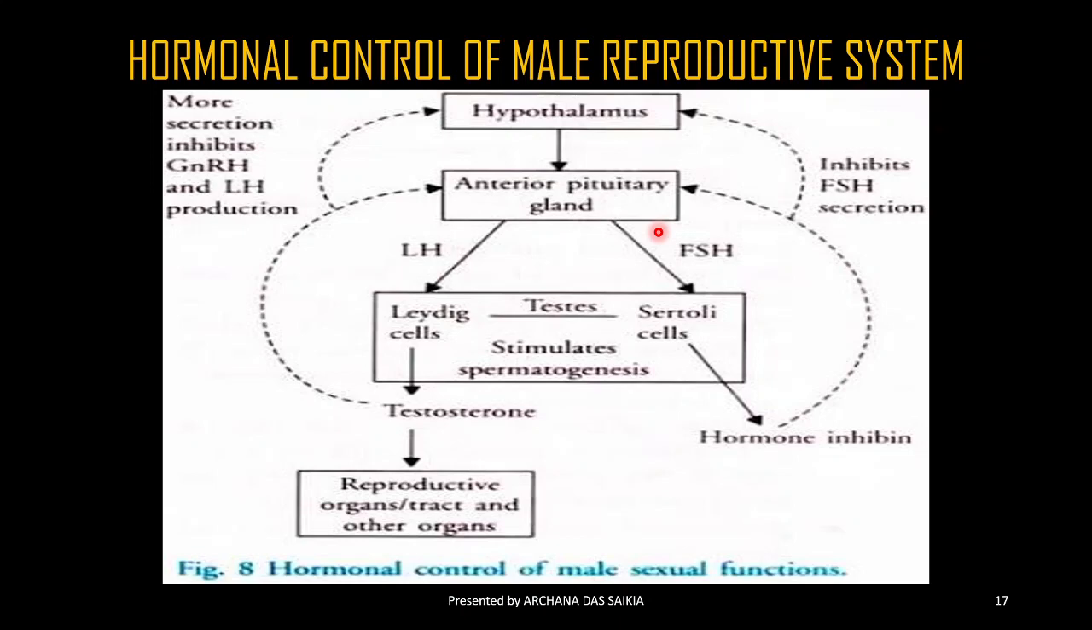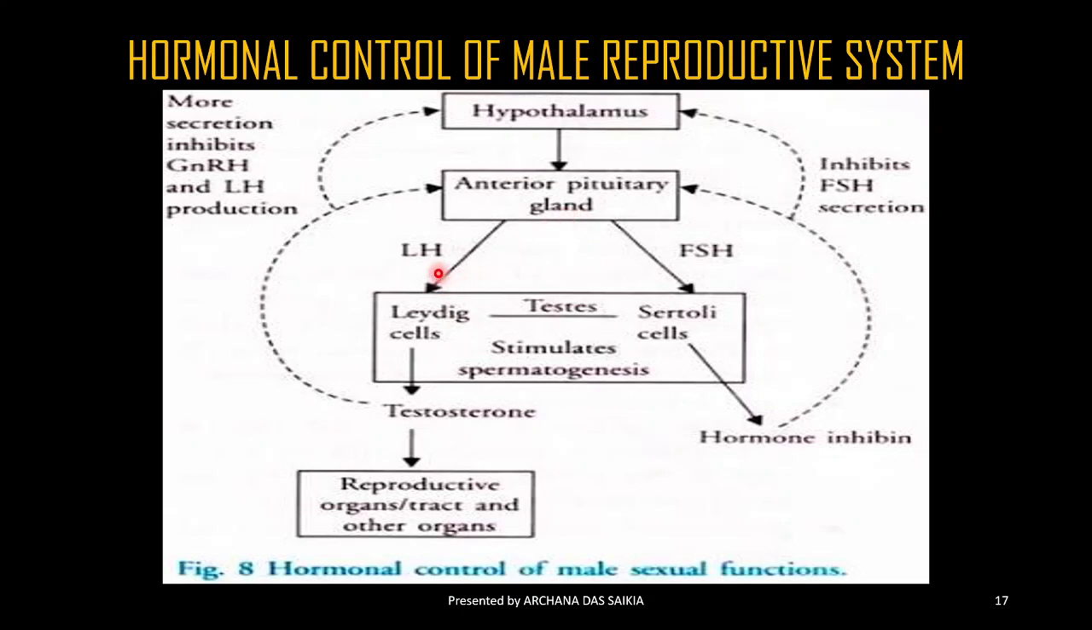Now, hormonal control of the male reproductive system. That is, how does the male reproductive system function? Now the hypothalamus, which is located in our brain, releases gonadotropin releasing hormone, that is GnRH, which will stimulate the pituitary gland to release luteinizing hormone and follicle stimulating hormone. These two will be released by the anterior part of the pituitary gland.